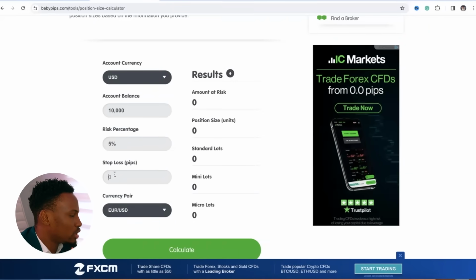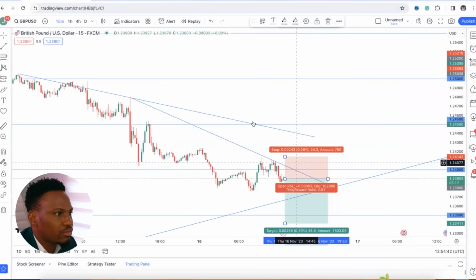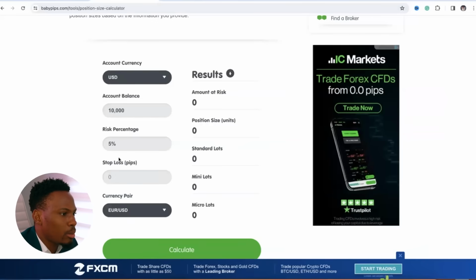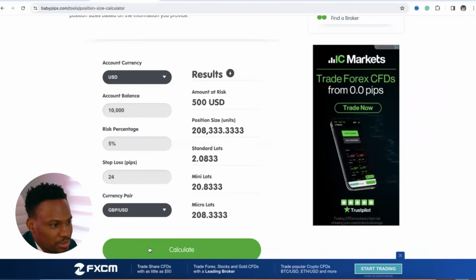But for me, I would recommend you trade a $10,000 account, you risk 5% of the $10,000 account. I mean, $10,000. I'm scared to say it's small, but it's relatively small. Okay, so let me just do 5%. And for the stop loss, how many pips was the stop loss the other time? 24 pips stop loss, right? I'm just going to come on here and put 24. And then the pair we're trading obviously is GBPUSD.